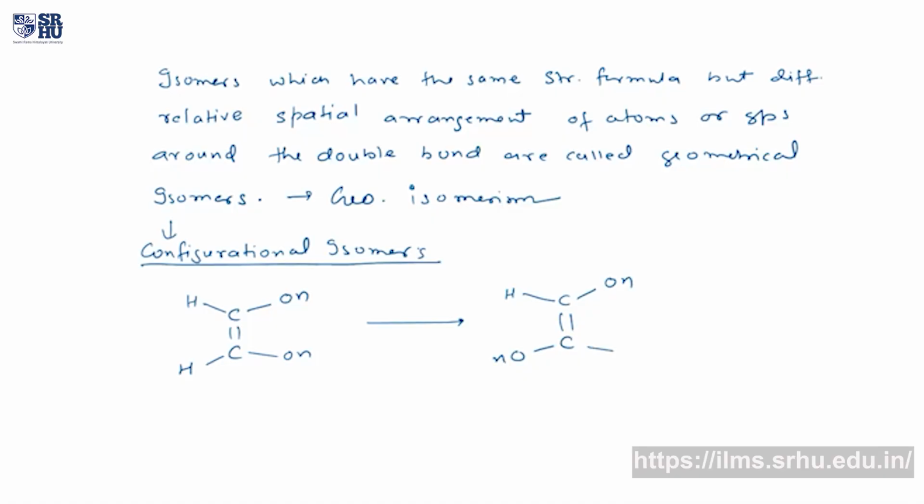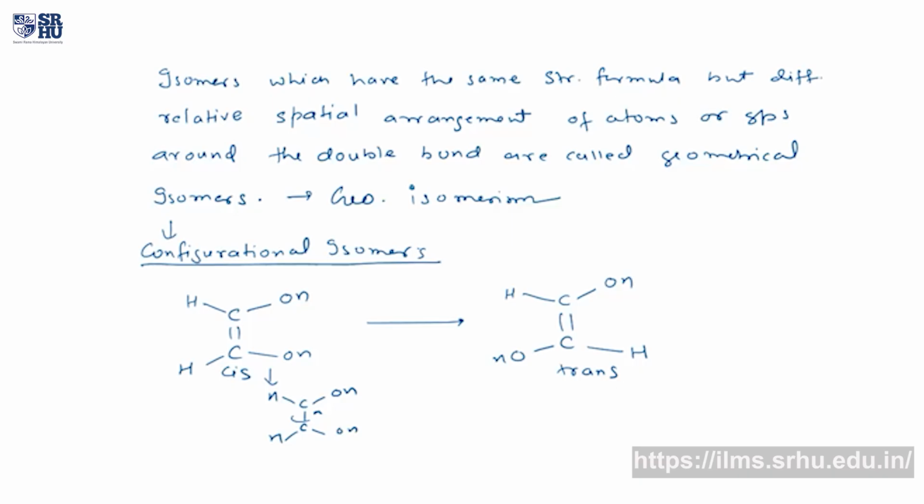The formation of this trans isomer cannot be done directly because there is restricted rotation around the double bond. This one is cis and this one is trans. So what we are going to do is break the carbon-carbon double bond. That means we will break the pi bond between the carbons and convert it into a carbon-carbon single bond, and then we will do the rotation. Say this H is here, this OH is here, this OH is here, this H is here.